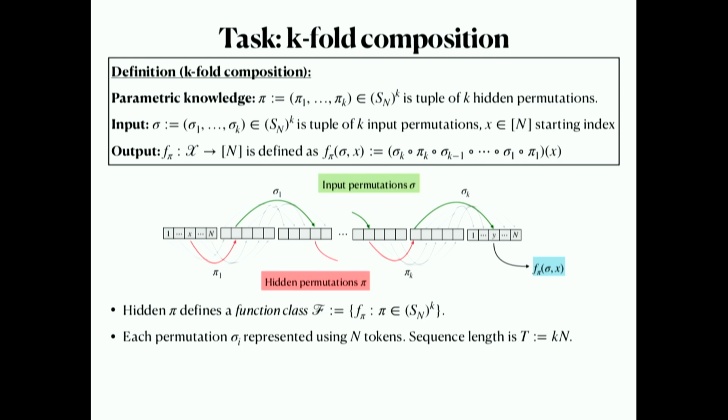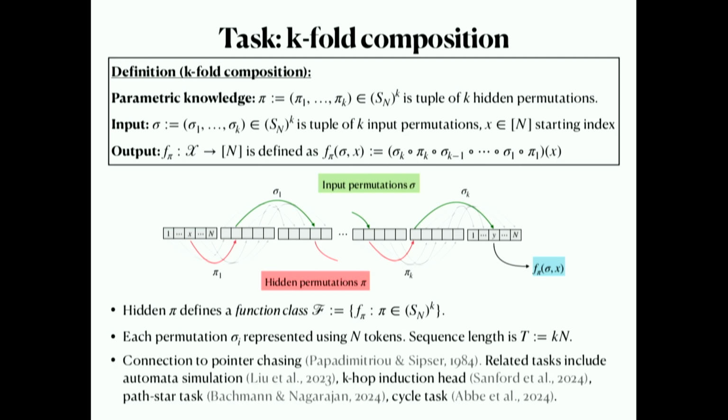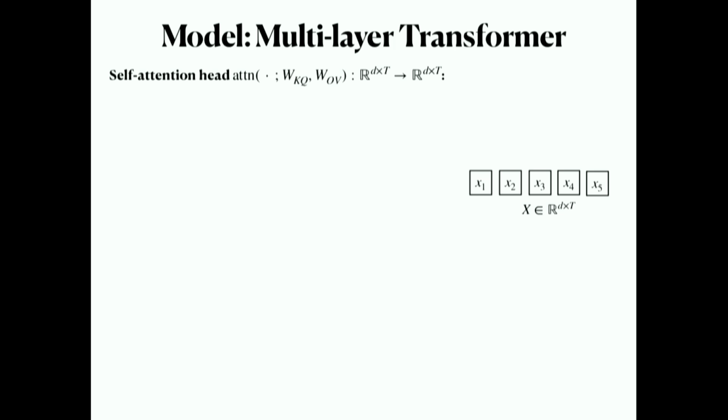Lastly, I want to note that our task resembles other compositional or multi-step reasoning tasks in the literature, such as automata simulation or the k-hop induction head. Our model is going to be a multi-layer transformer. So I guess the key building block is a self-attention head, which takes as input a length t sequence of d-dimensional embeddings and outputs a length t sequence of d-dimensional embeddings.